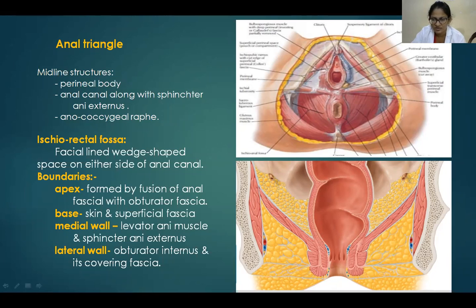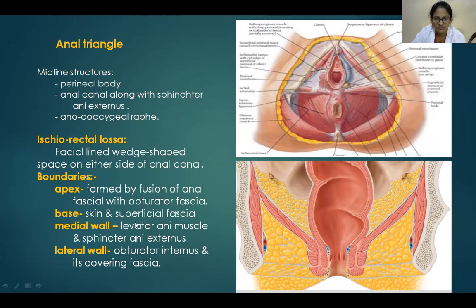Next, coming to the base. The base is covered by skin and superficial fascia. Next, the medial wall. The medial wall is sloping downwards medially. The apex will be directed upwards and the base will be directed below. The medial wall slopes downwards medially, whereas the lateral wall is vertical.